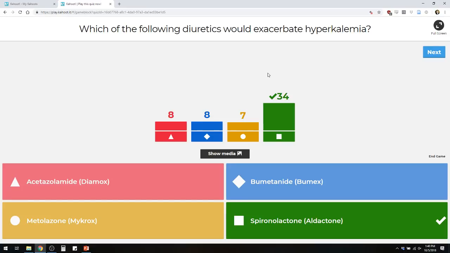Carbonic anhydrase inhibitor. Remember that we talked about some of the ophthalmology stuff too. We had brinzolamide, dorzolamide. Those are all carbonic anhydrase inhibitors. Those actually lead to more potassium release, right?